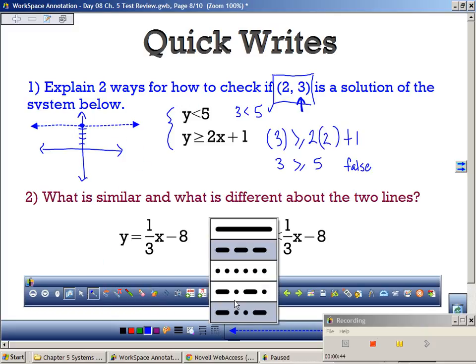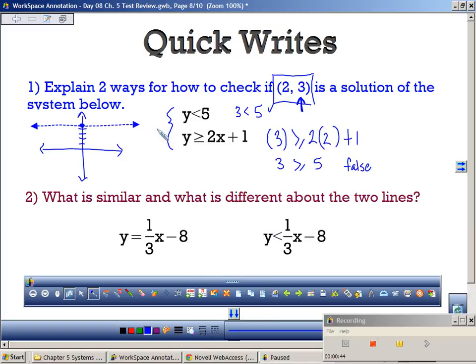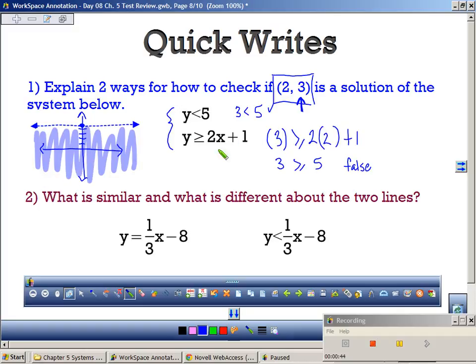All right, so now, let me change my pen. Now we need to decide whether we're going to shade above that line or below that line. Below this line. Now let's look at this one. This is already in slope-intercept form, so where am I going to begin? At 1. Let me change my color. Begin at 1, and I'm going to go up 2 over 1. Another rough sketch. Am I going to shade above that line or below that line? Above the line.